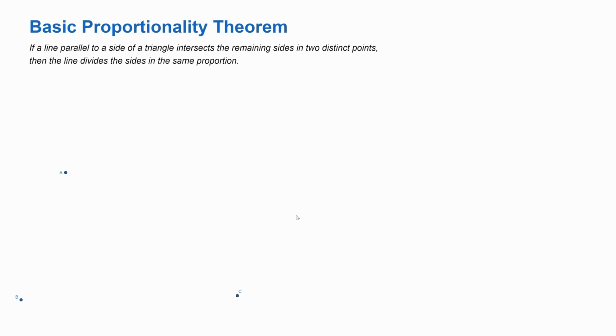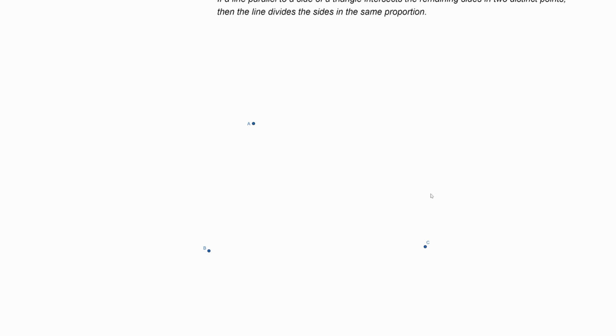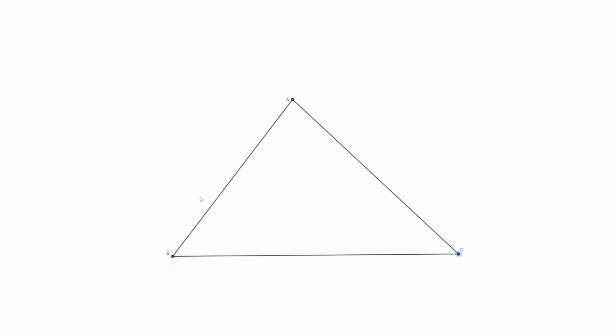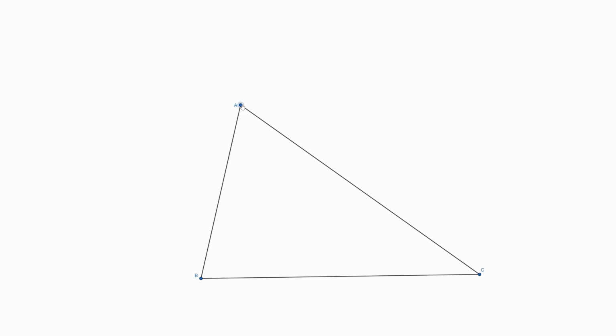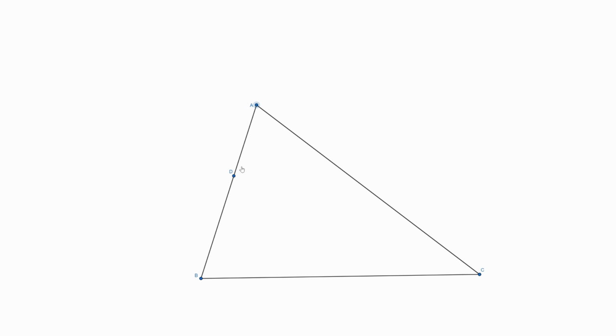Now since the theorem is talking about a triangle, I have taken 3 points A, B, C. Now I'm going to draw a triangle from it. So this is my triangle ABC. So let me fix one shape. Okay, I think this shape is okay. Now what I have done is I have marked a point D on line AB. Any point, it does not matter.